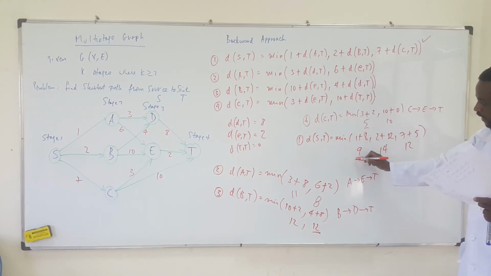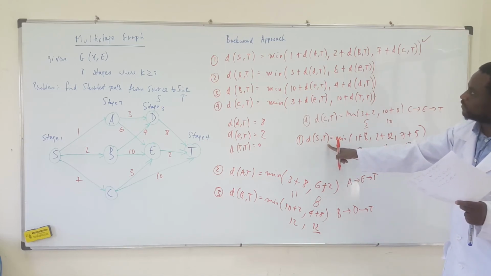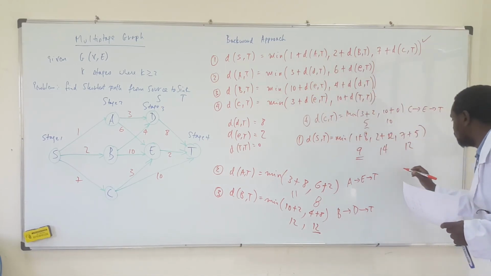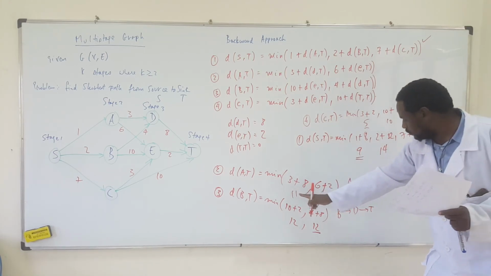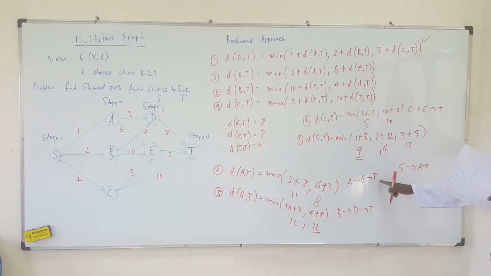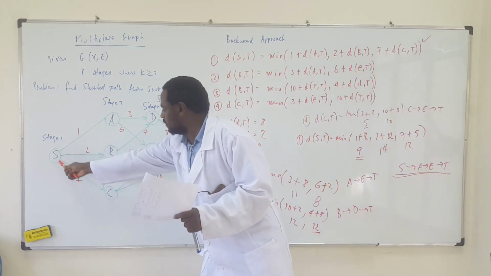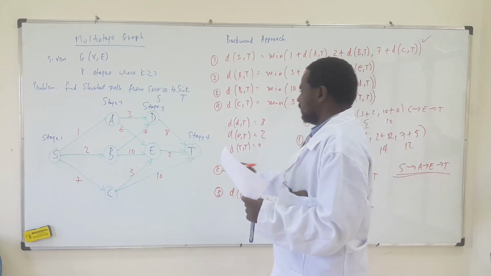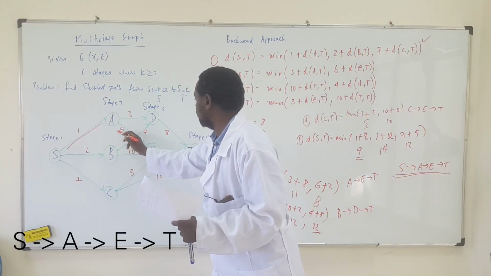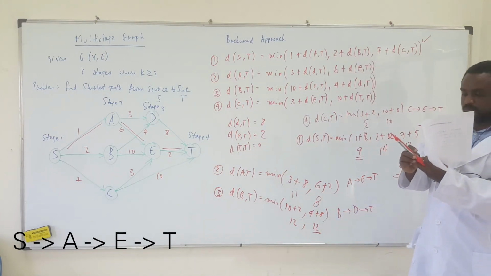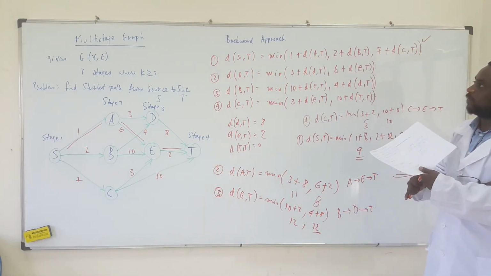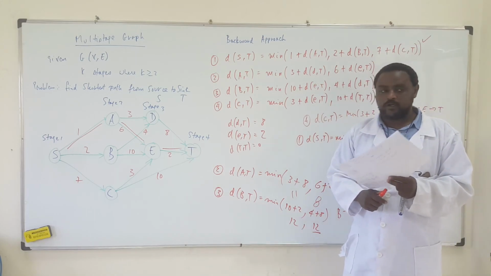So the shortest is this one. Which way do we have to go from S to T? Through A. So we go from S to A. From A to T, the shortest is A E T. So this is the shortest path to go from our source S to T: S A E T. So this is called the backward approach. Okay, thank you.